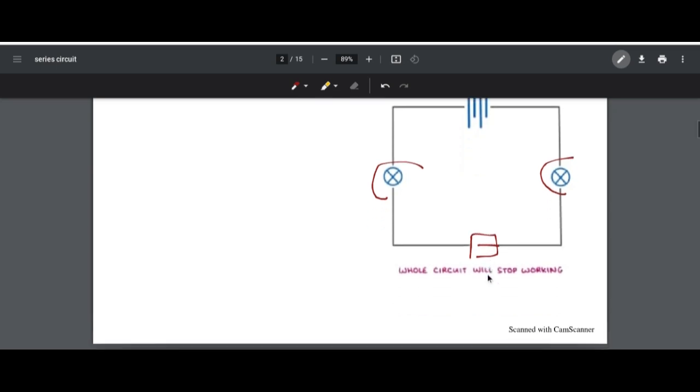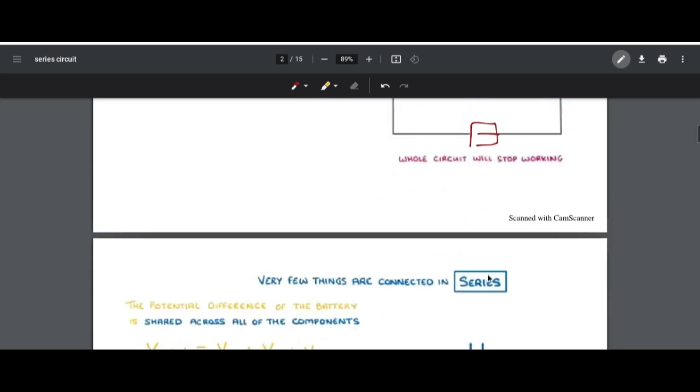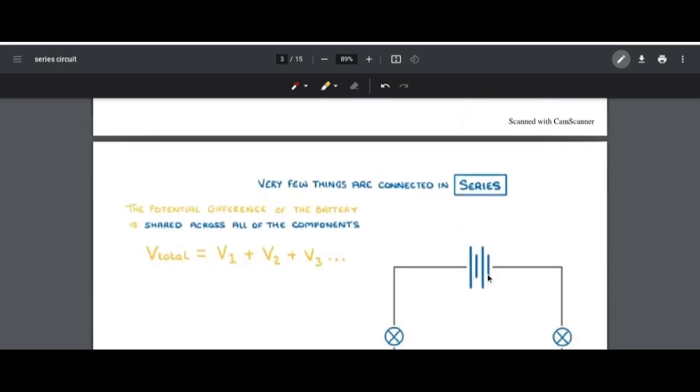Okay, so this is the basic concept of the series circuit. So the next thing is, in a series circuit we only have a single loop and the components are all connected one after the other, and this small difference completely changes how we measure current, voltage and resistance. So let's talk about the potential difference.